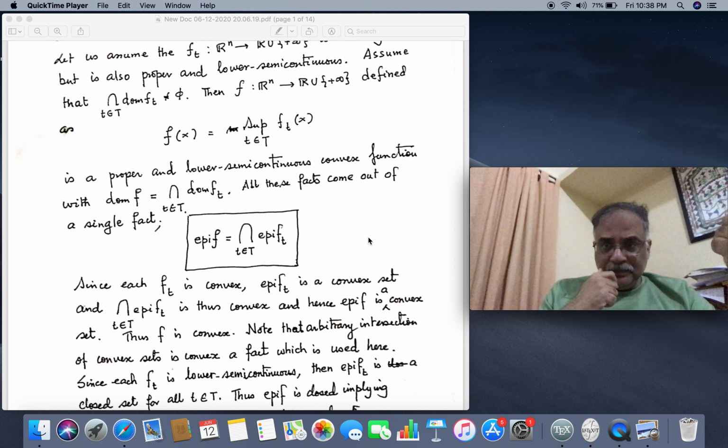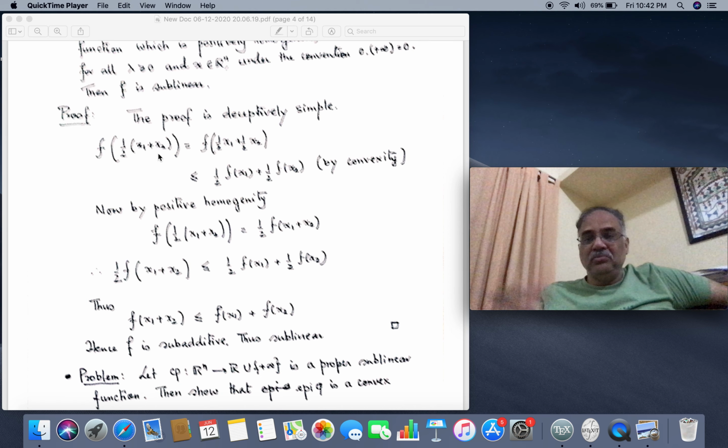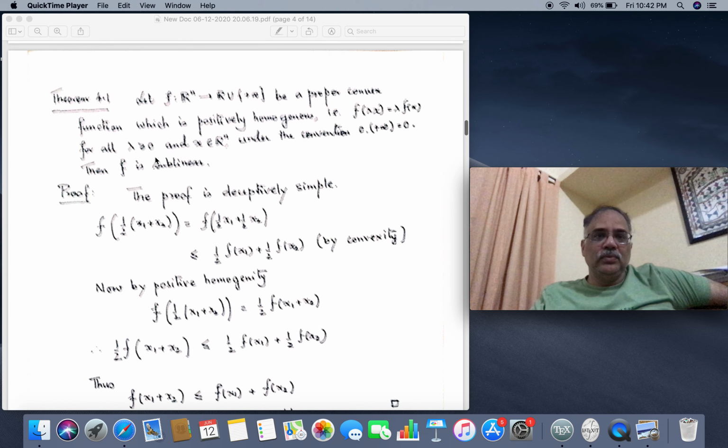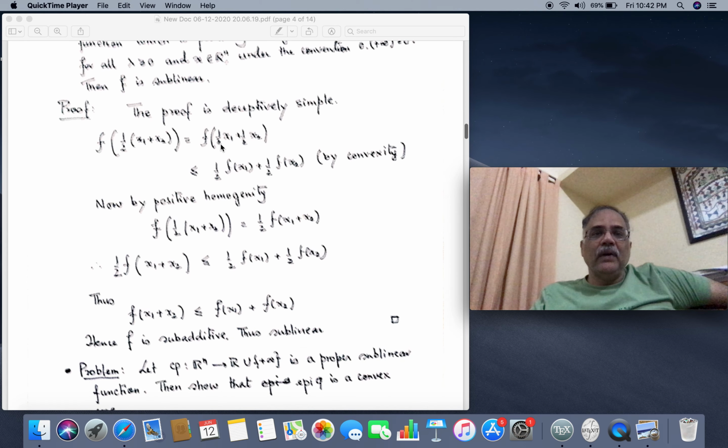Any convex function which is positively homogeneous is always sublinear. So if it is positively homogeneous, we have to just prove that it is also subadditive, and this proof is deceptively simple. You take two points x1 and x2 from Rn and say f of half of x1 plus x2 is equal to f of half of x1 plus half of x2, which is less than or equal to half of f of x1 plus half of f of x2.